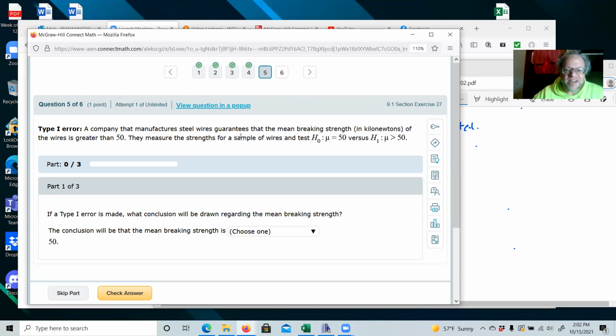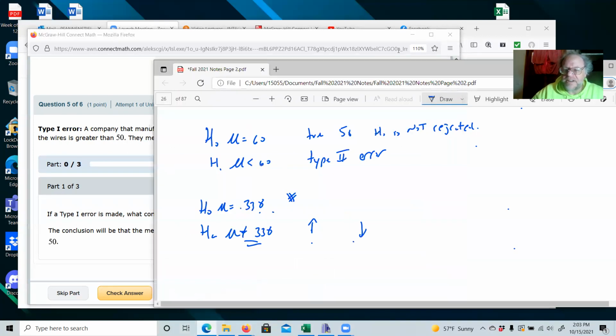Okay, a company that manufactures steel wires that has a mean breaking strength in kilonewtons. Kilonewton is a unit of force for SI, System International. So we have pounds. England Imperial has pounds. The metric system uses a Newton. Okay. Let's see here. Strength in kilonewtons of the wires is greater than 50. They measure the strengths of the sample of wires and decide. So yeah, you don't just pick one. You may have gotten a bad batch. You may have gotten an exceptionally good batch.